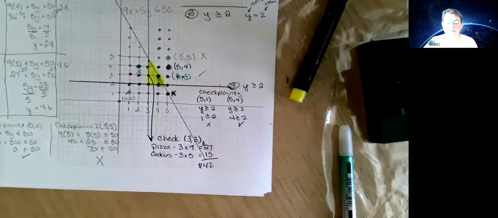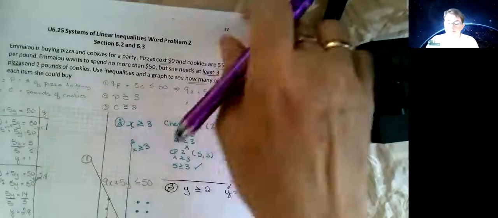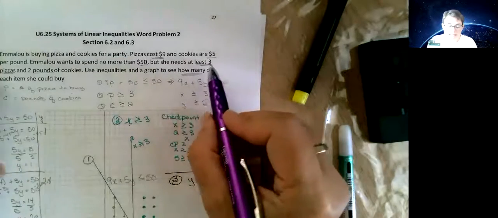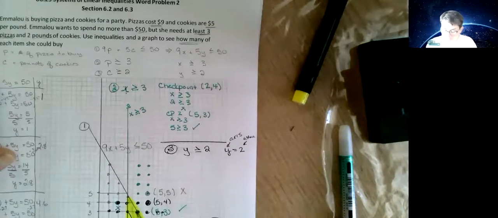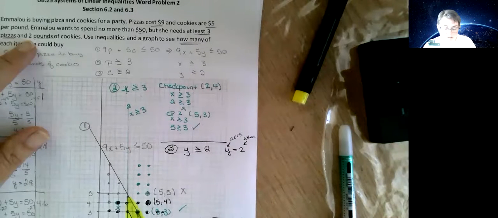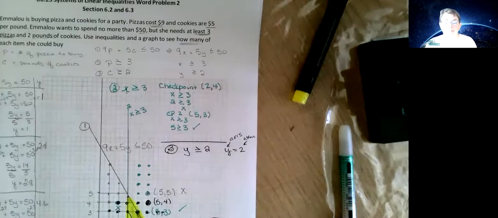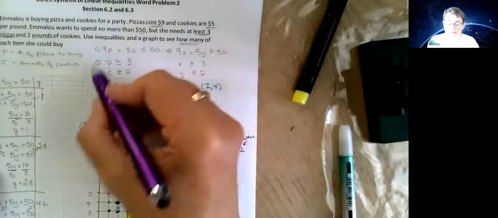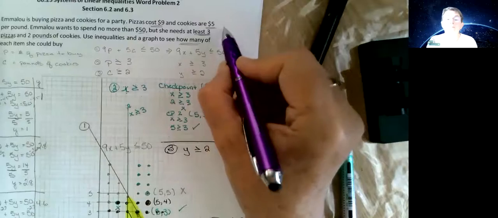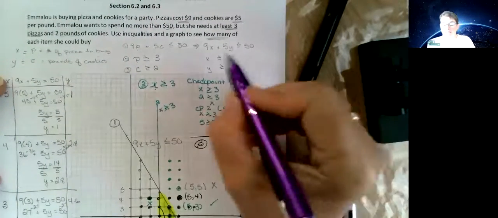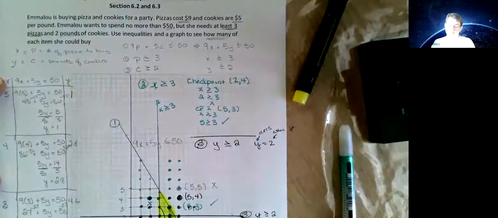So that answers the part about spending less than $50. It says she needs at least 3 pizzas. Check. We have 3 pizzas, so it works. And we have 3 pounds of cookies, and it says we need at least 2 pounds, so it fits. So when you're doing a word problem, you can go back and check your equations, but it's a much better idea to actually go back to the original question and see if everything that is in there fits.